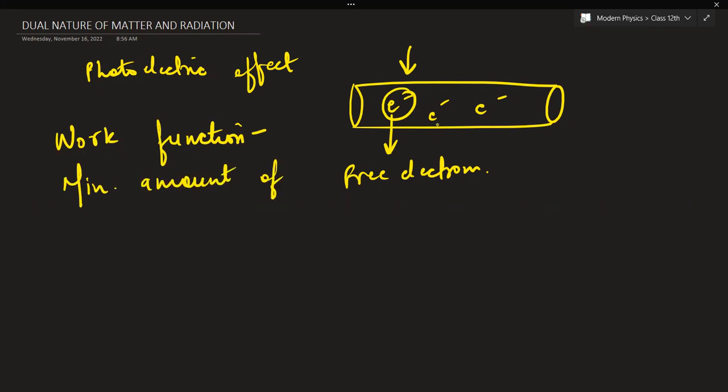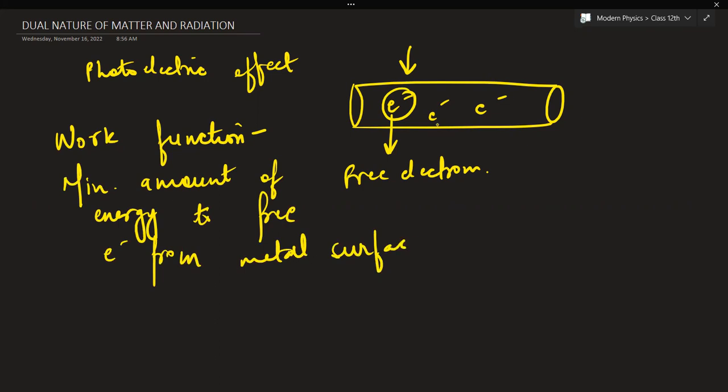Minimum amount of energy to free an electron from a metal surface. All right. Now, the energy that is gained by an electron is expressed in terms of electron volt.